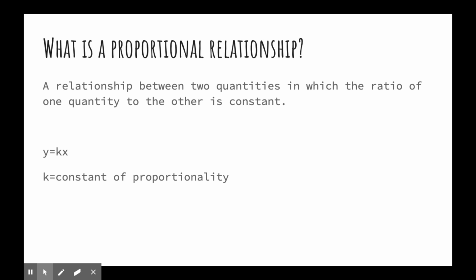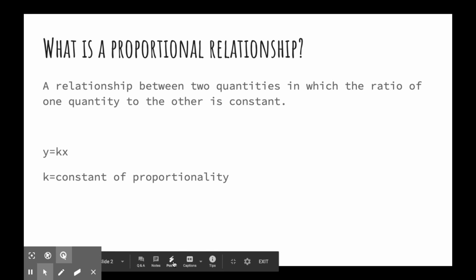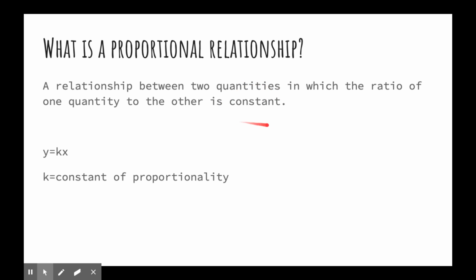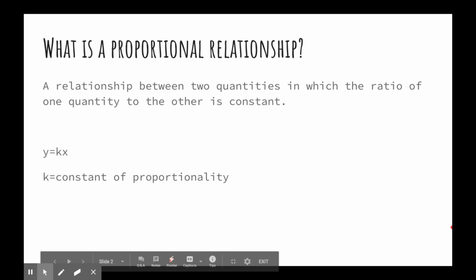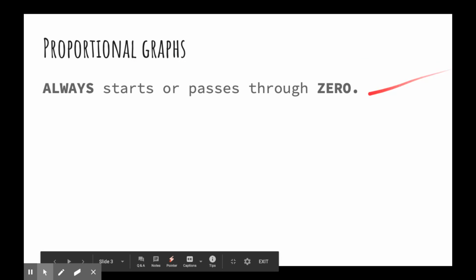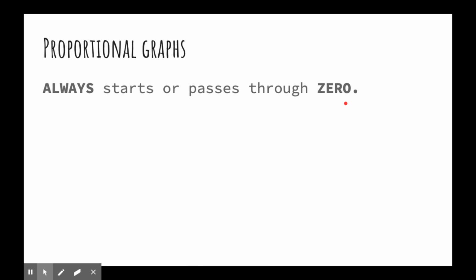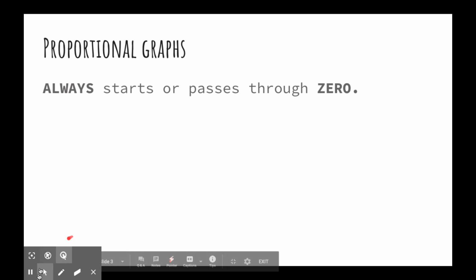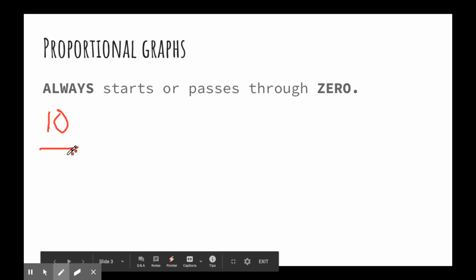But the biggest thing that you're going to see is this word right here, the word constant. It is the constant change in your table or your graph. If it's on a graph, it has to start at 0. So think about the scenario. Let's say that you're a babysitter, and let's say that you charge $10 per hour. So $10 for every hour.